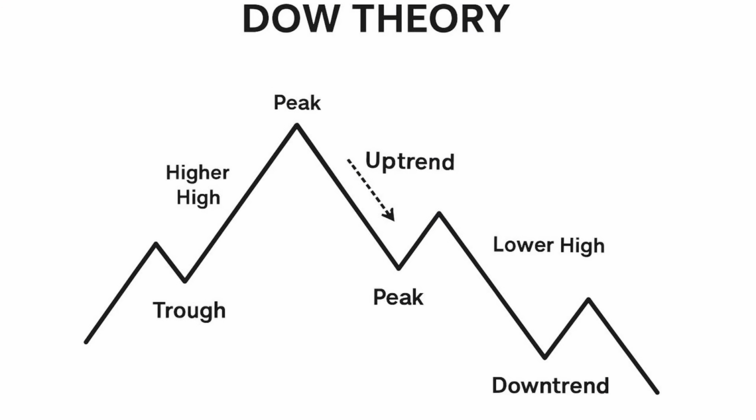Here we have a start with an uptrend. Notice how each new peak is higher than the previous one, and each trough is also higher. This is called a higher high and higher low. It shows that buyers are in control, pushing the markets upward.